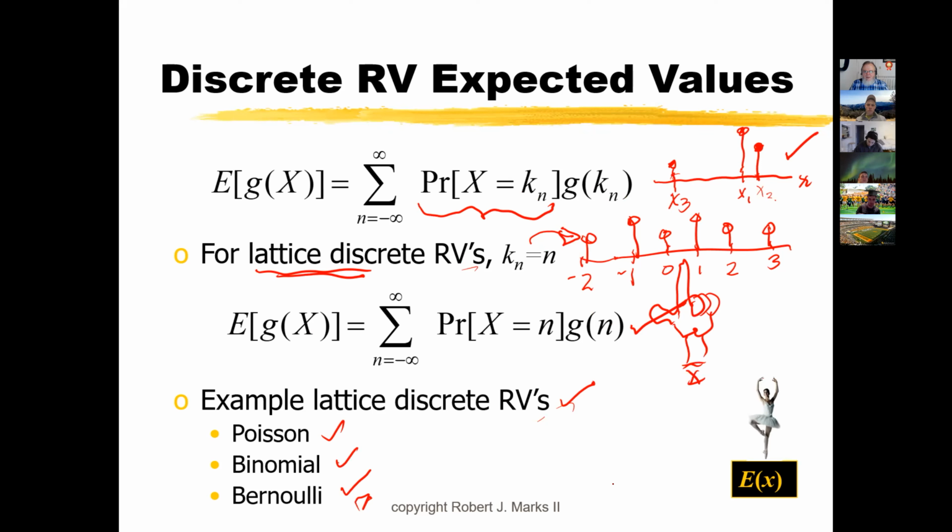It's just like you had a string and you had a bunch of point masses on the string, not a string, but a beam, and you had a bunch of point masses on this massless beam. Where would that beam balance? That's the mean, or the expected value of x. Same thing.